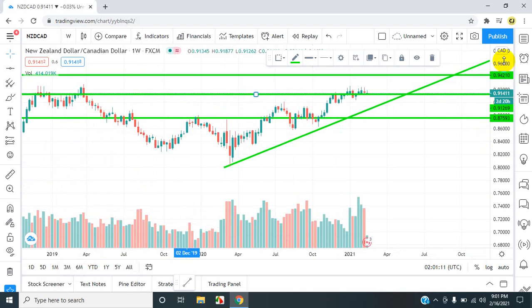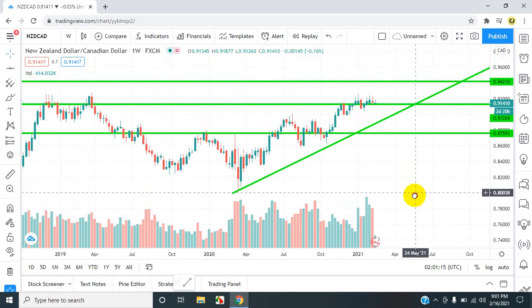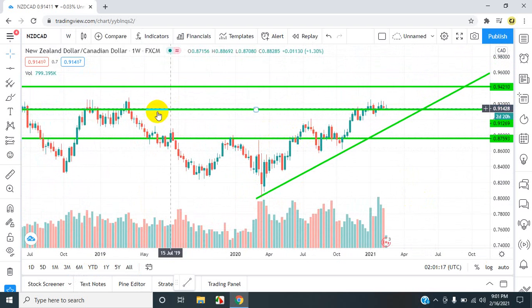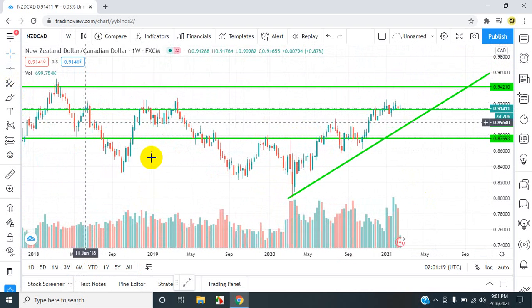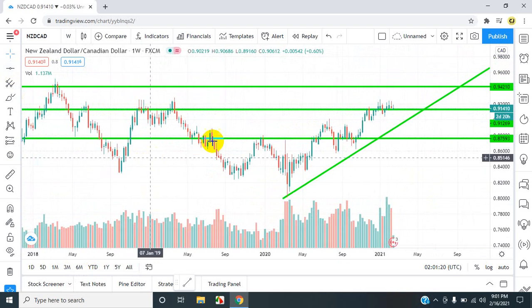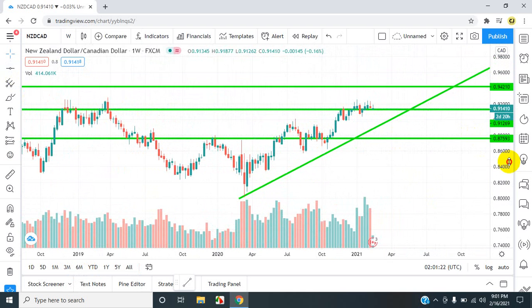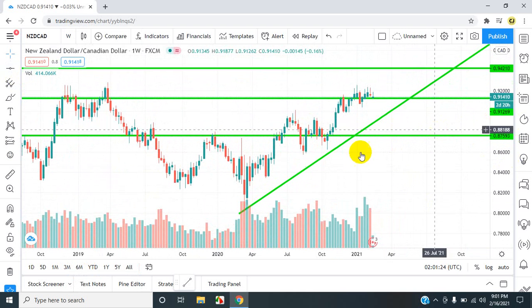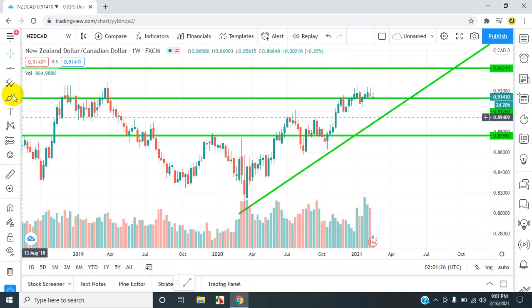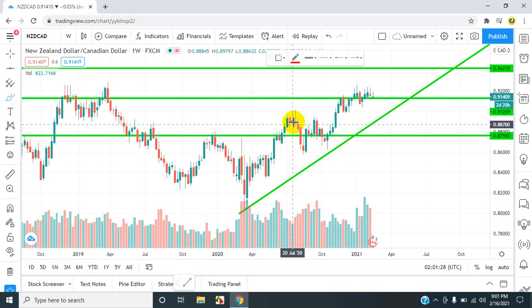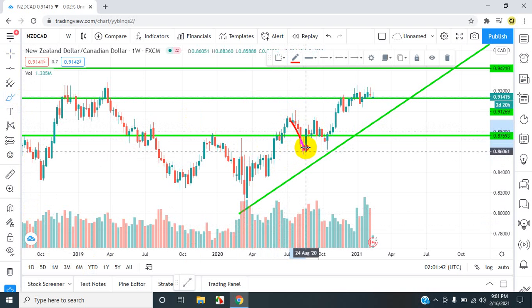If we check out CAD on the weekly, we can see that price is respecting. So we see a symbol, a pattern, on the Forex pattern sheet. If you go to Google, Forex pattern cheat sheets, you'll see this pattern on there.